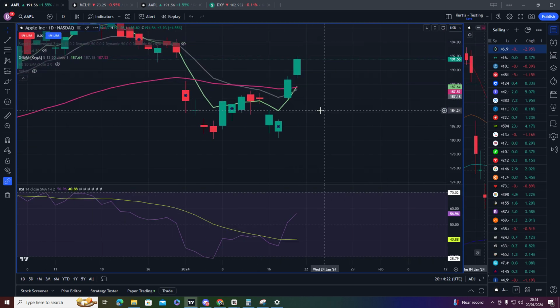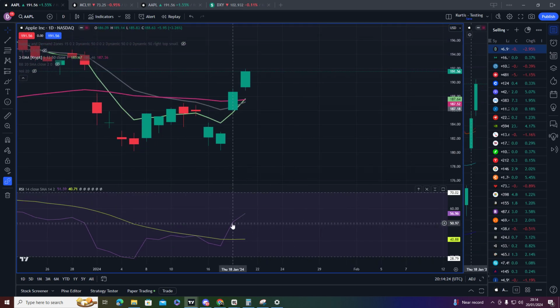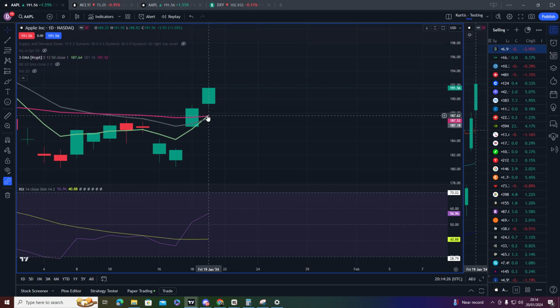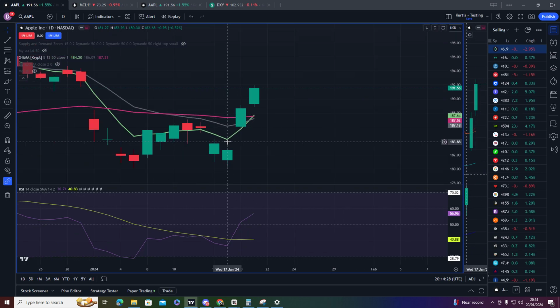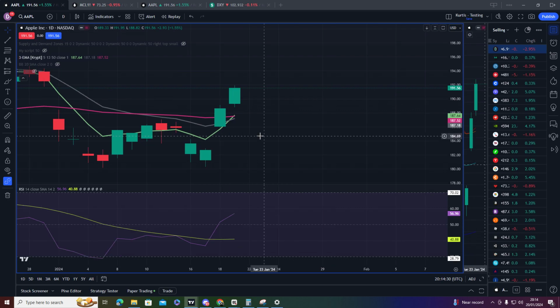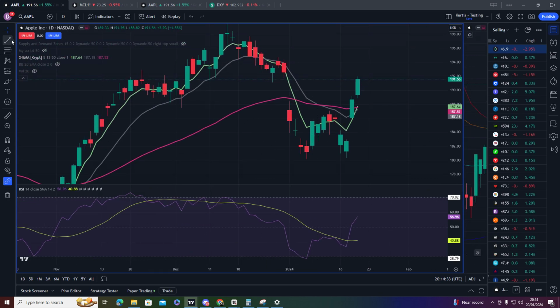Now, let's look at what happens to the price right now as we speak. We got confirmation on the RSI. We've got confirmation on the moving averages. All 3 of them have crossed. That's the most bullish it can get. We have a double bottom right here.